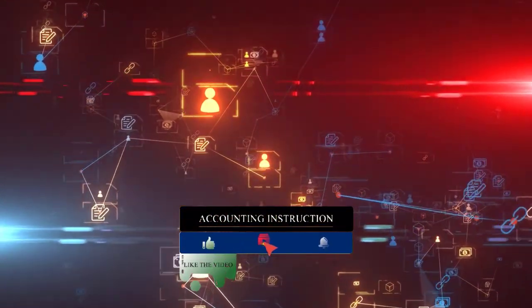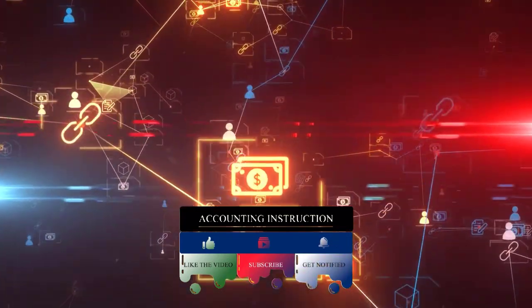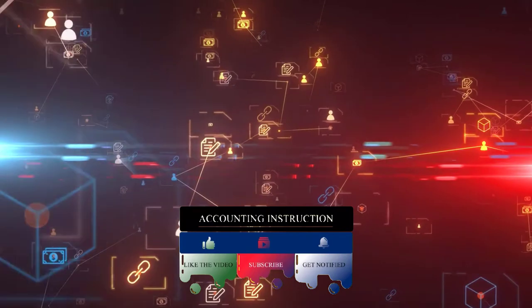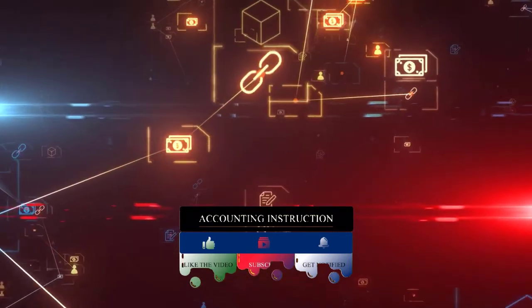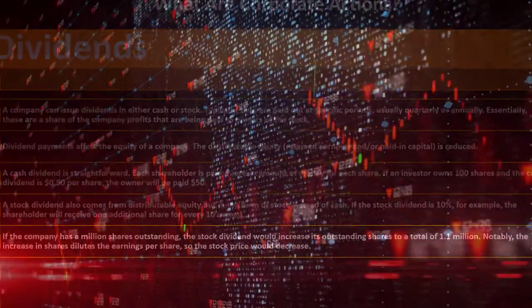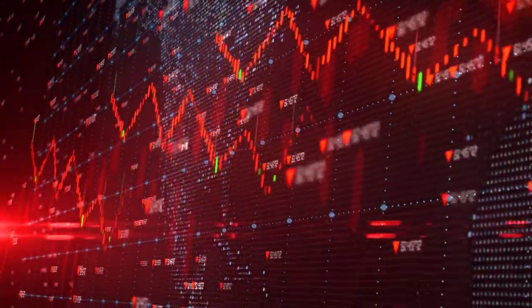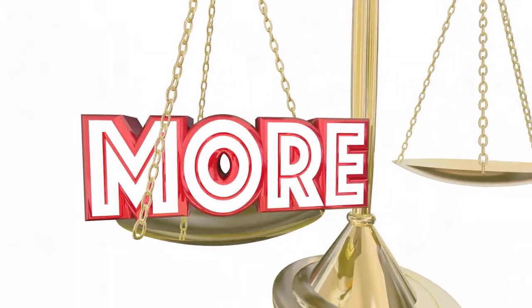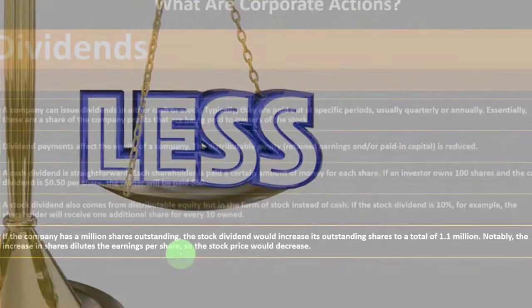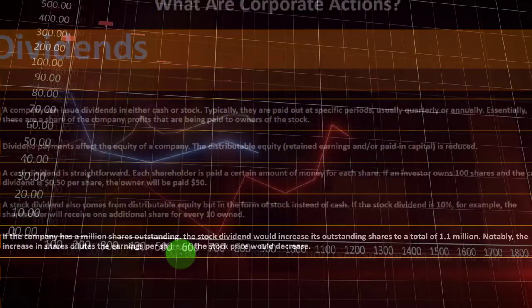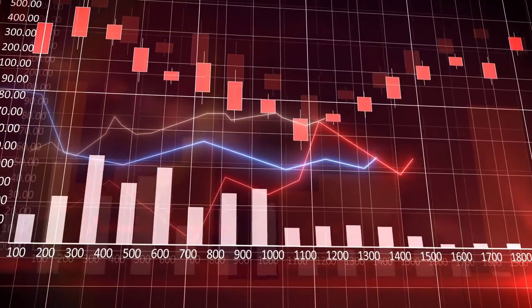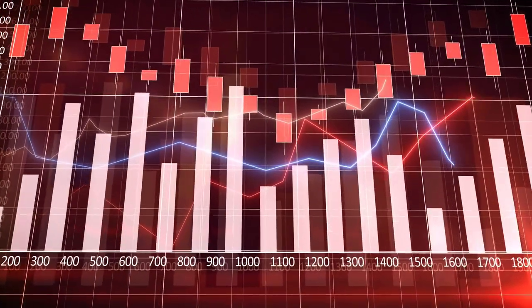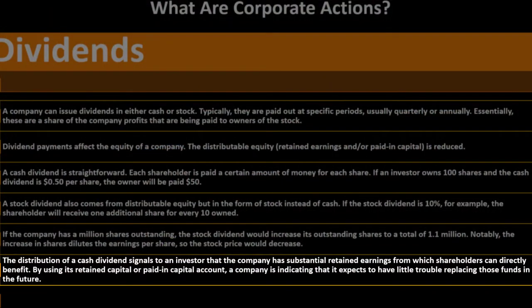So now you can see that this has an impact on the number of shares outstanding in a possibly different way than the stock split situation, because they're actually giving you new stocks that are being issued with value, instead of a stock split where each stock you had is now doubled, but in theory worth half as much. Notably, the increase in shares dilutes the earnings per share. The earnings per share is now less because there are more shares out there, so the stock price would decrease. You would think the stock price would decrease because it's a dividend, similar to a cash dividend, because the equity is going down as they distribute value, in this case not in the form of cash, but in the form of stock.